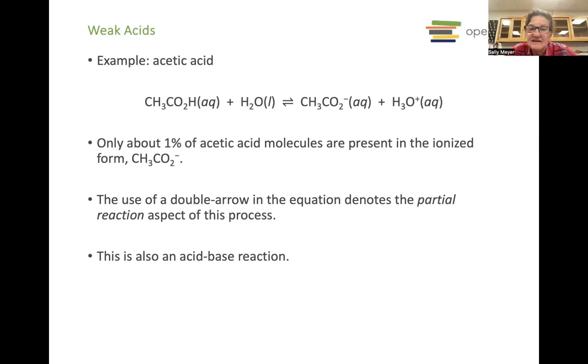And in this case, it's actually telling us how much. Only about 1% of those molecules are dissociated. So that double arrow indicates this, that you have some of the reactants and some of the products present. Can be any ratio. In this particular case, it would almost all be reactants. This is also an acid-base reaction. You're needing, though, for the water to pull the proton off of the acetic acid. It doesn't come off all by itself.